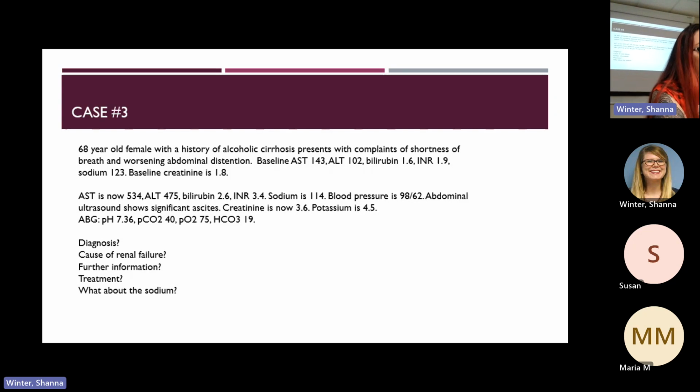She's a little on the low side on her blood pressure, but that's not awful for a liver patient. She has significant ascites. Her creatinine is now 3.6, up from her baseline of, what did I put it at, 1.8. Her potassium is 4.5, and there's her ABG. So what is her admitting diagnosis?